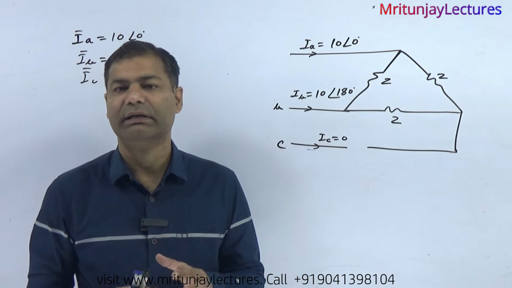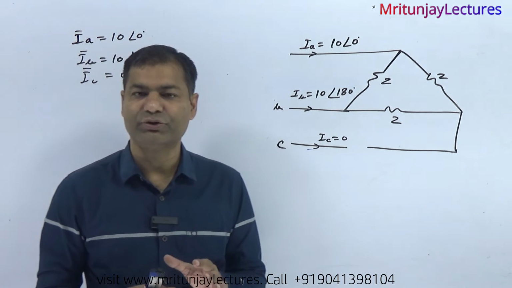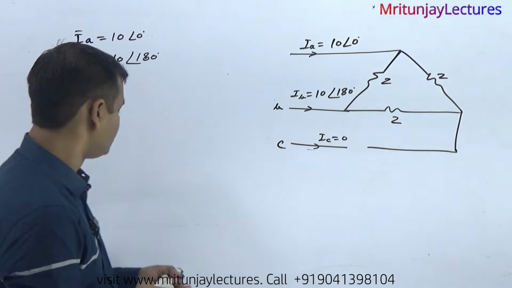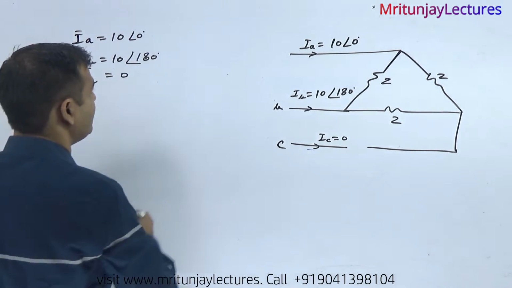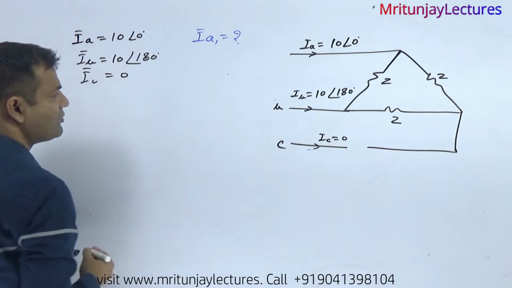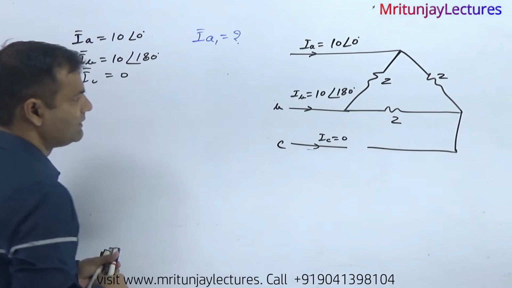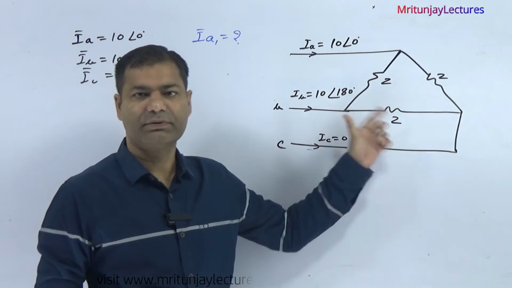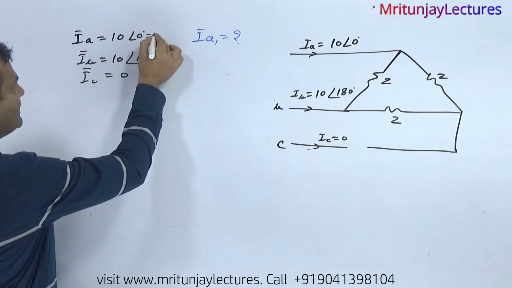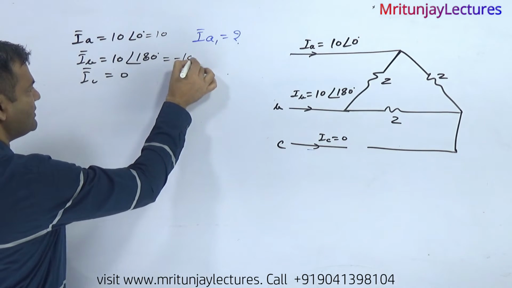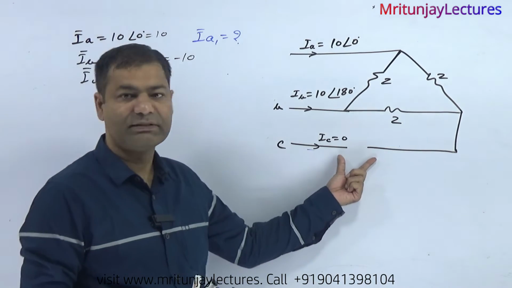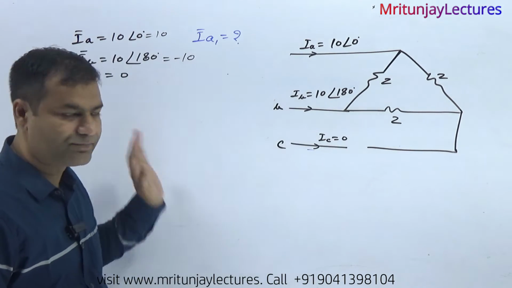Our motto is to determine the positive sequence current component in line A. Basically, our motto is to determine IA1. So how can we determine it? First of all, this is the delta connected load. IB can also be written as 10 and this one is also written as minus 10. Now this one is open, it means IC is equal to 0. That's why I represent it here.